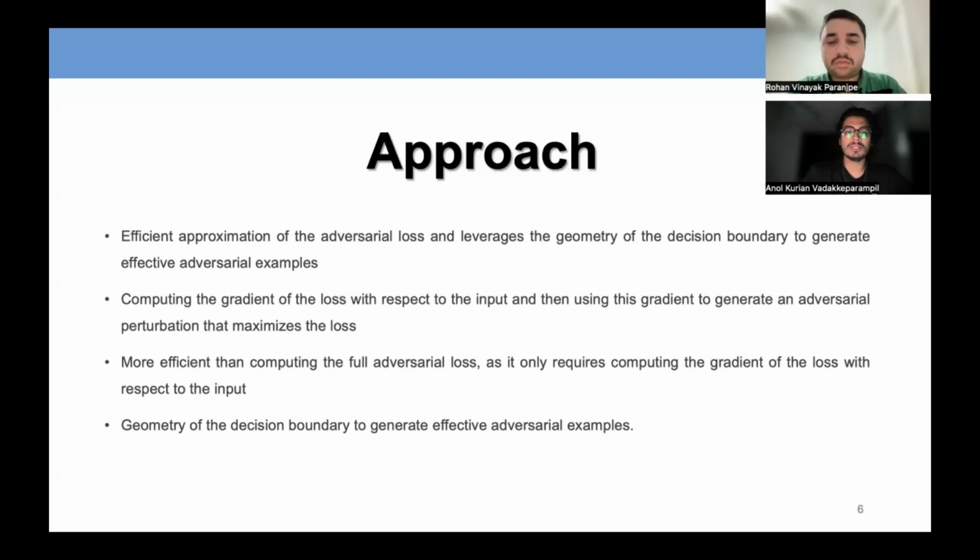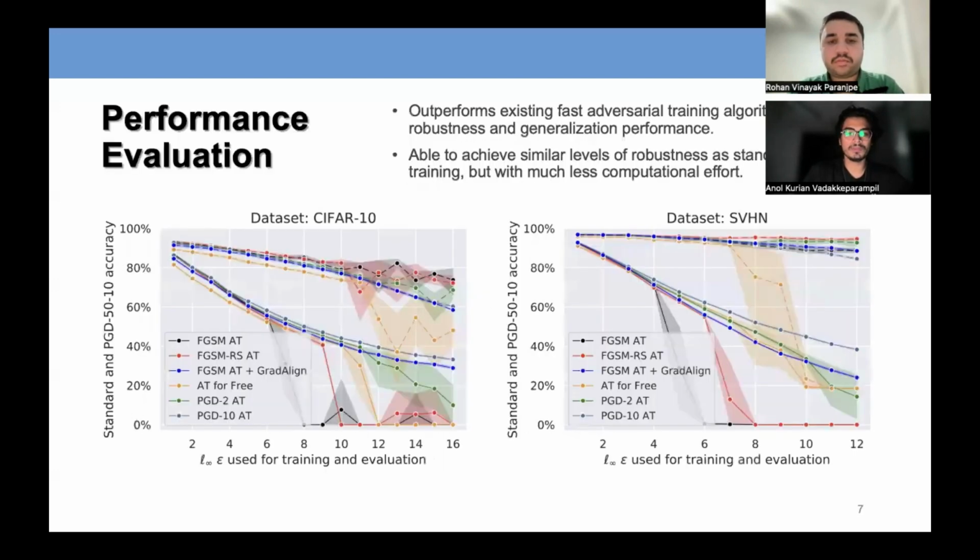The decision boundary is the surface that separates the positive and negative regions of the input space. By considering the geometry of the decision boundary, the authors are able to generate adversarial examples that are more likely to fool the model and cause it to make incorrect predictions. To evaluate the performance of the proposed algorithm, the authors conduct extensive experiments on several benchmark datasets, including MNIST, CIFAR-10, and ImageNet.